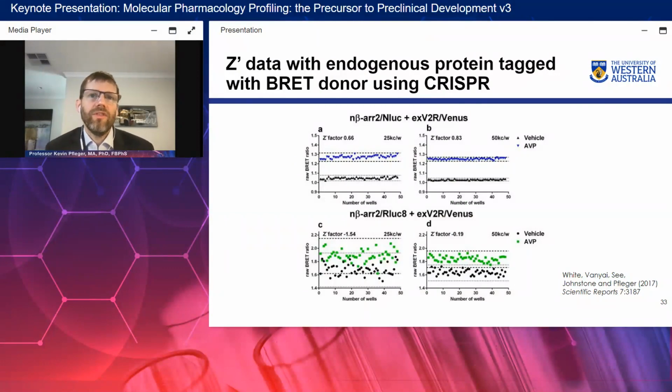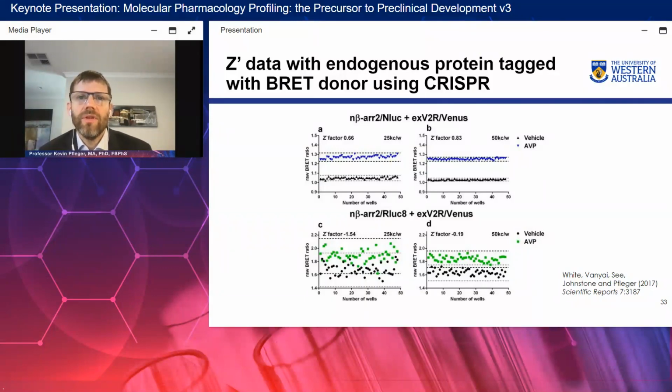Z prime data. So for those of you that aren't familiar, this is a measure of assay performance. And we have very strong Z prime. So an ideal Z prime is 1, but anything above 0.6 is excellent. And we have some very good Z factors for the beta-arrestin 2 labeled with Nluc. So this is endogenously expressed under endogenous promotion.